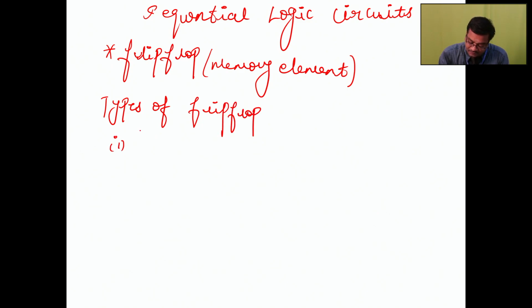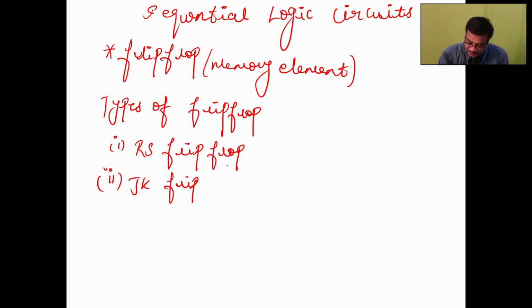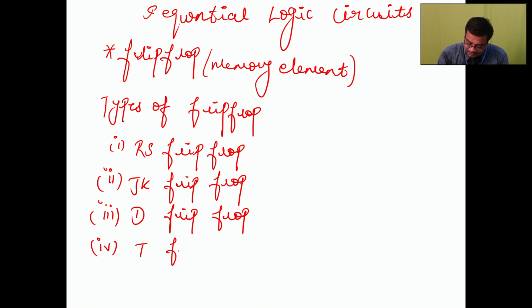First one is the RS flip flop. Second one is the JK flip flop. Third one is the D flip flop. And final one is the T flip flop. Okay, the first one is the RS flip flop, second one is the JK flip flop, third one is the D flip flop, and fourth one is the T flip flop.